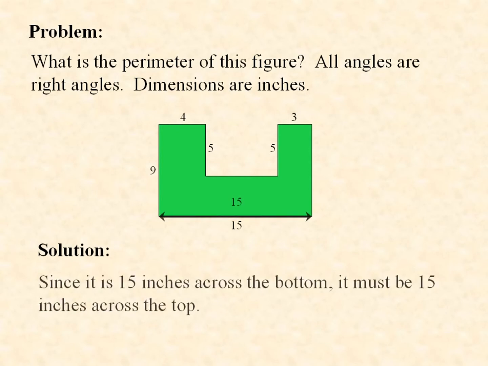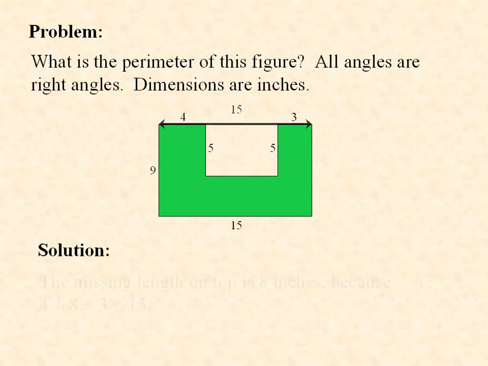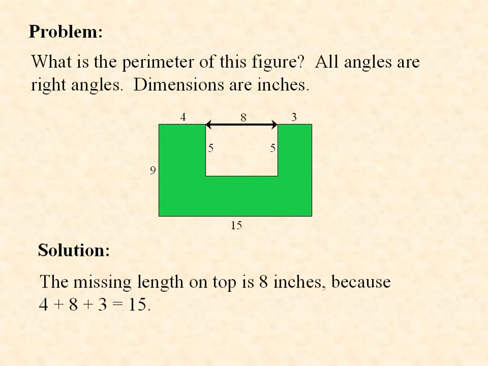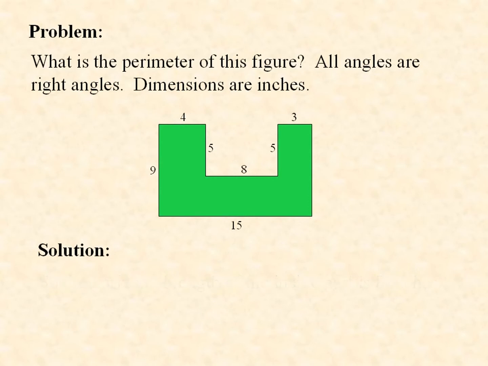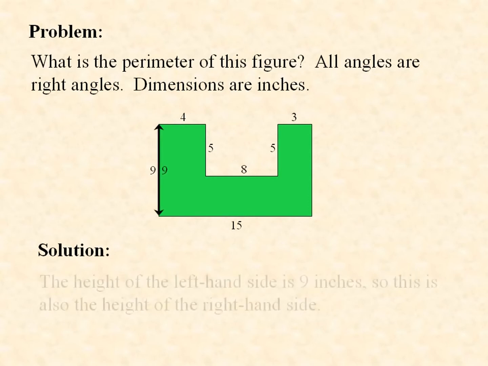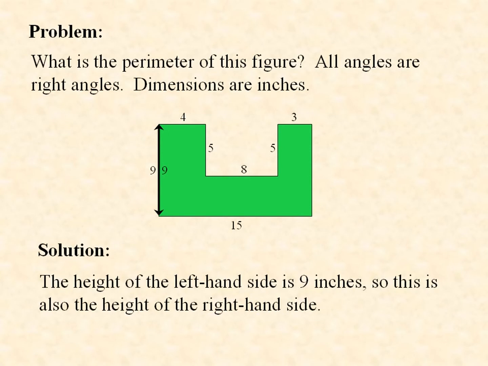Since it is 15 inches across the bottom, it must be 15 inches across the top. The missing length on top is 8 inches because 4 plus 8 plus 3 add up to 15. So the horizontal length of the inside part is 8 inches. The height of the left-hand side is 9 inches, so this is also the height of the right-hand side.